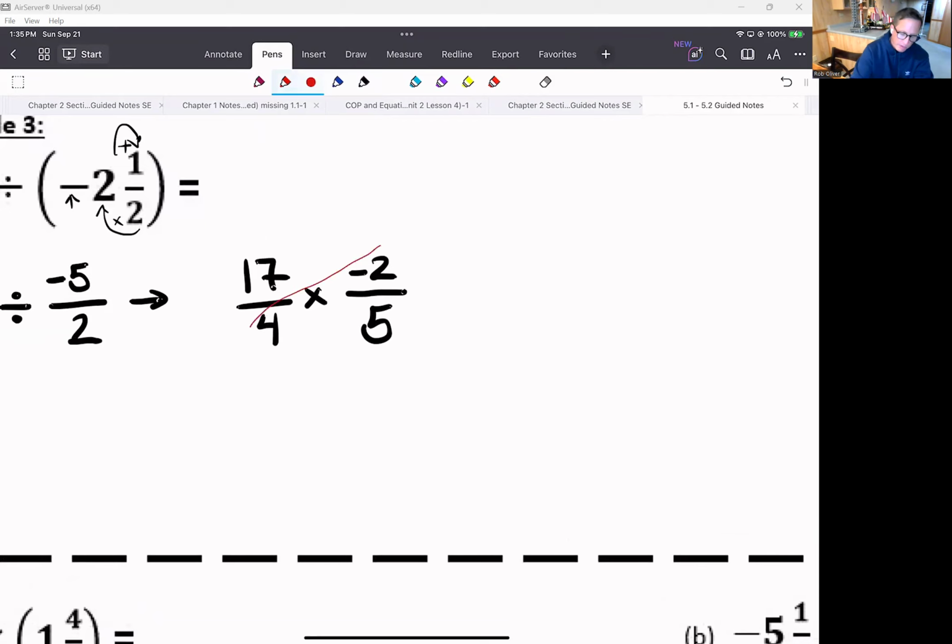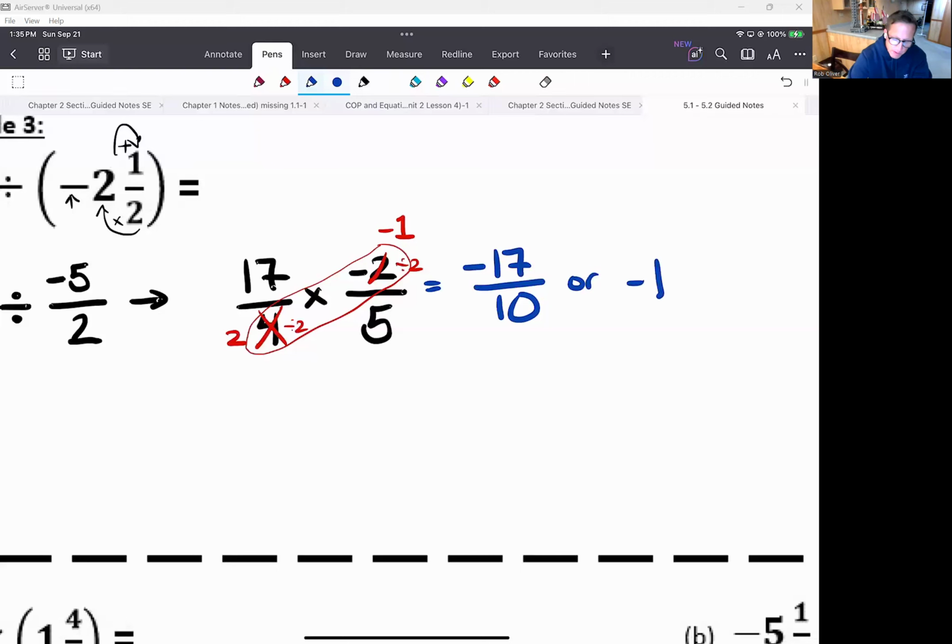And now these numbers can be cross-canceled. We can change that into negative 1 because we can divide by 2. I shouldn't pass that up. We're dividing by 2, and that can change into a 2. And then what do we have? We have negative 17 over 10, or negative 1 7/10. Both answers are perfectly fine.